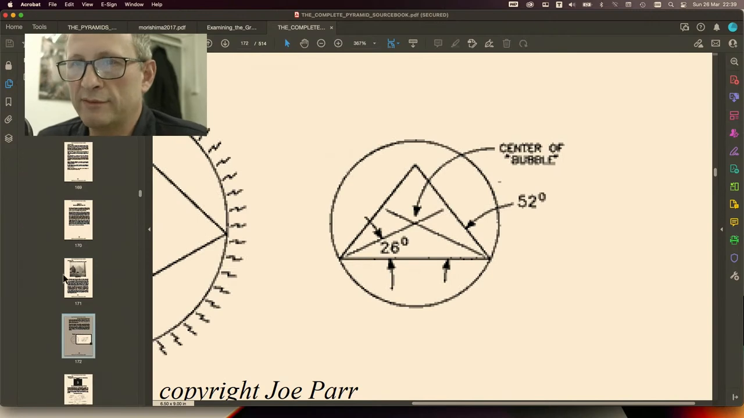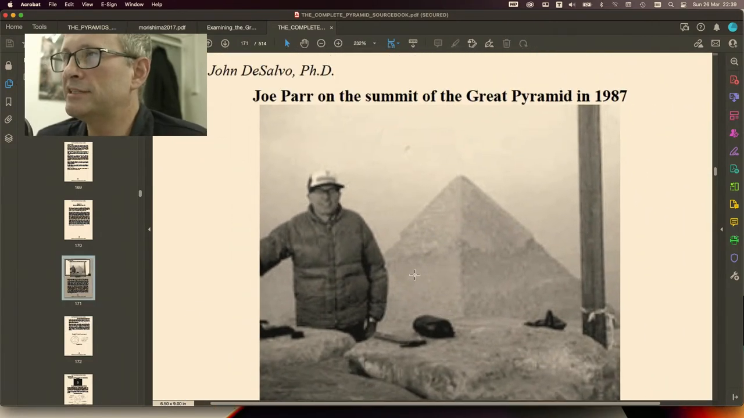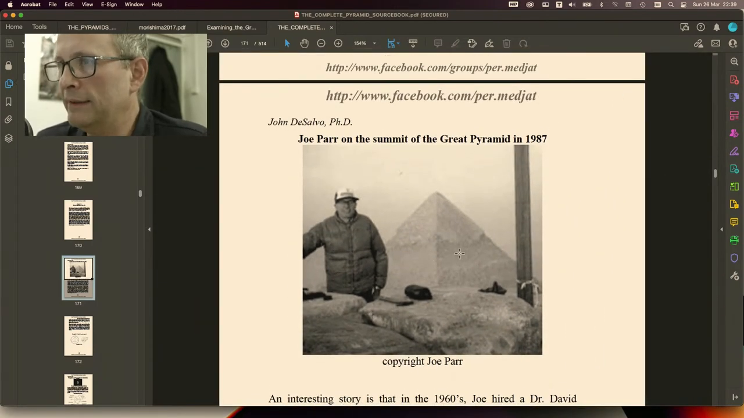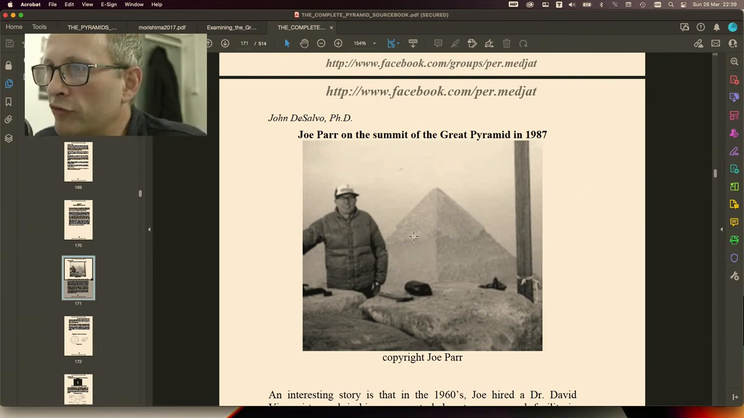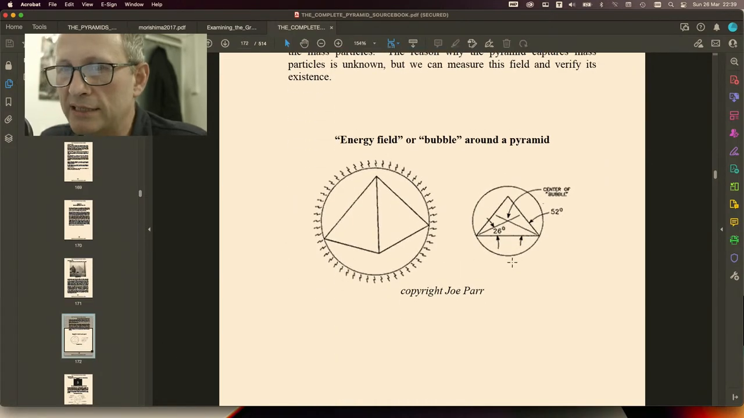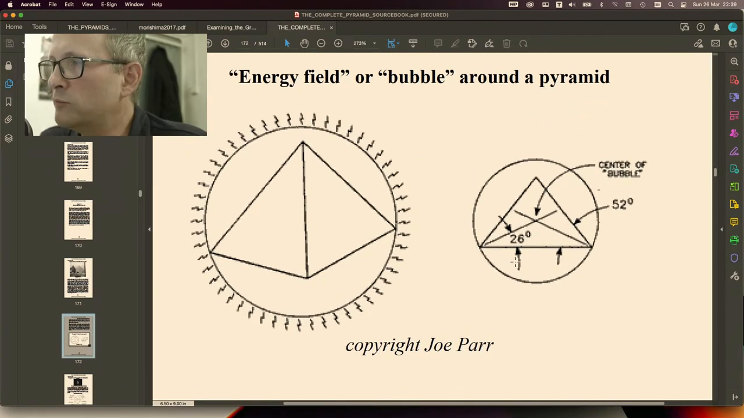Now, obviously, from looking at this picture, I could tell that the guy was interested in being associated with and doing research for the pyramid. He's standing on top of the pyramid. Not everyone does that, therefore he's obvious, and we'll read through this section. So all I needed to see was this picture of him on the top of the pyramid, and I saw this, and this just immediately sent me off on, you know, why is he interested? Why did he see this bubble?